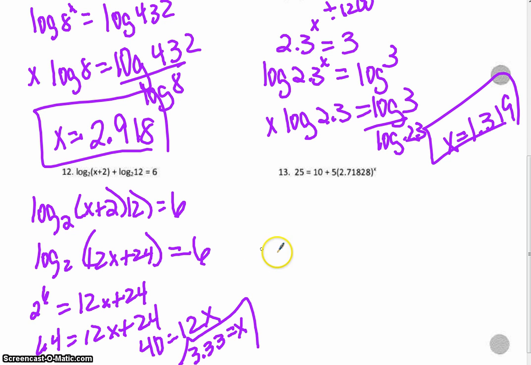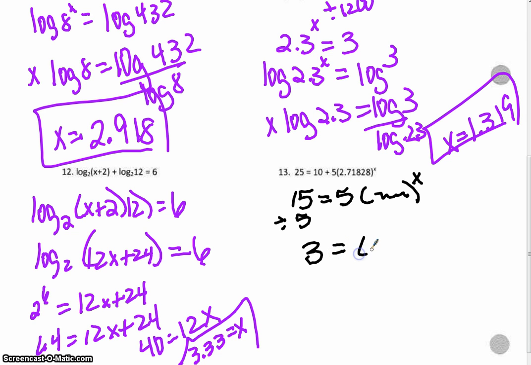Number 13. I would start by moving my 10. So 15 is equal to 5 times all that stuff to the x. I would divide by 5. So 3 is equal to 2.71828 to the x. So I would add log to both sides, and this becomes log of 3.